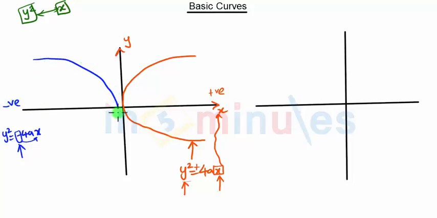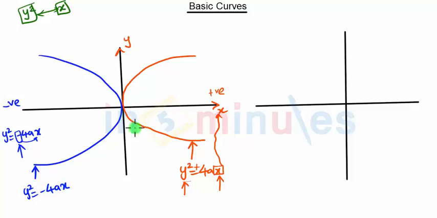So this curve is something like this. This curve is y square equal to minus 4ax. Why do these two curves pass through the origin? When we put y equal to 0, we get x equal to 0. So y equal to 0, x equal to 0 is a point of intersection of the curve and the coordinate axis. So this curve will always pass through the origin.